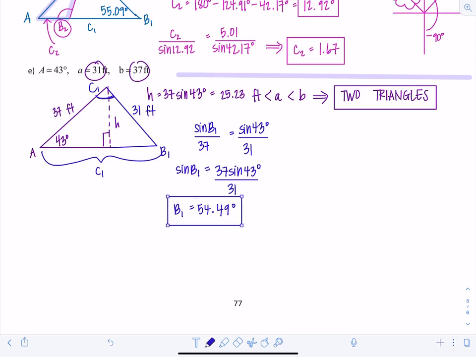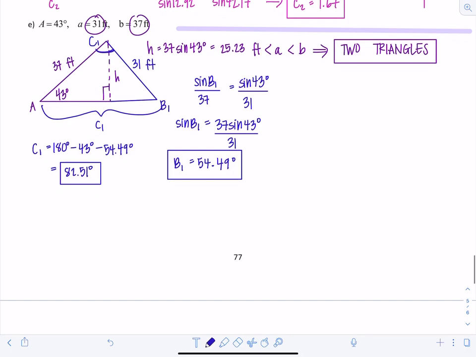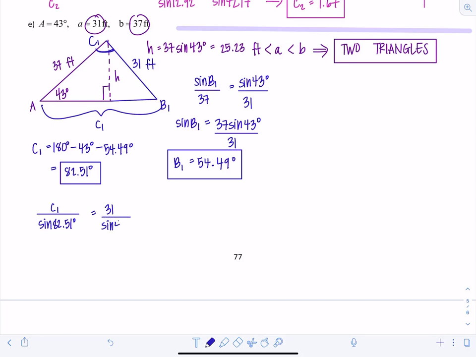Great, so that's done. Now I find angle C1 next. So angle C1 is going to be 180 minus 43 minus the angle we just found, 54.49 degrees, which is 82.51 degrees. And then the last step, since I have angle C1, is to find side C1. So now I need to use the law of sines. So I'll have C1 over sine of 82.51 degrees equals 31 over sine of 43. And so C1 is going to equal sine of 82.51 times 31 over sine of 43 degrees, which is 45.07 feet. All right, so there's all three of those there.